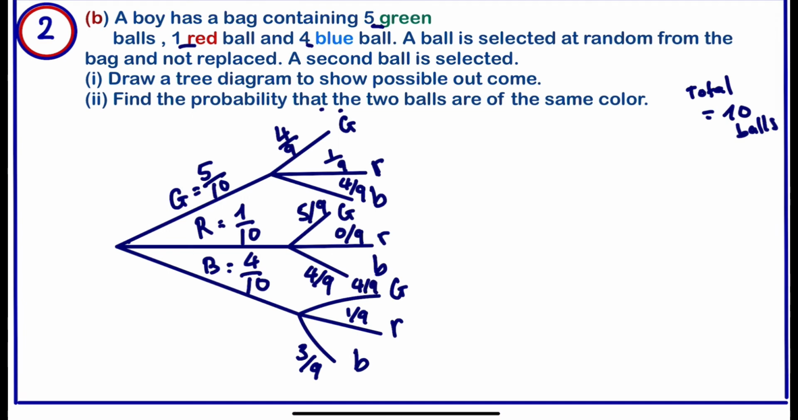Now to complete our tree diagram, let's write the total number of outcomes. So we have green and green here, and here we have green and red, and here we have green and blue. We do the same: red, green, red, red.